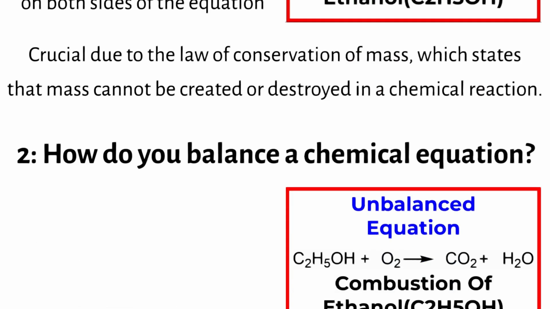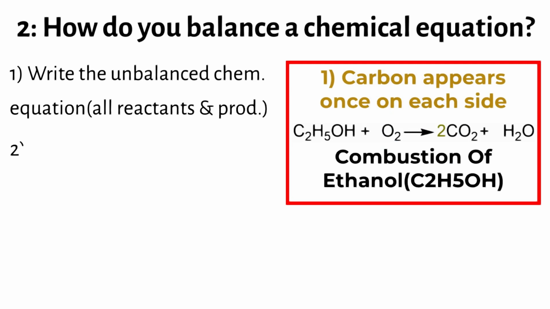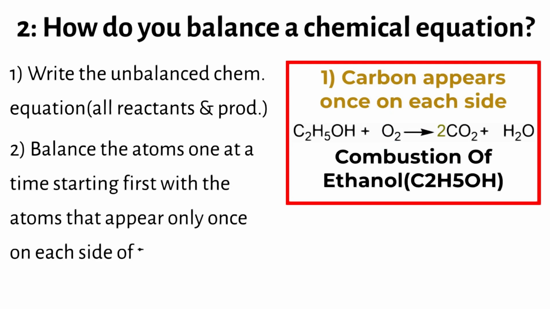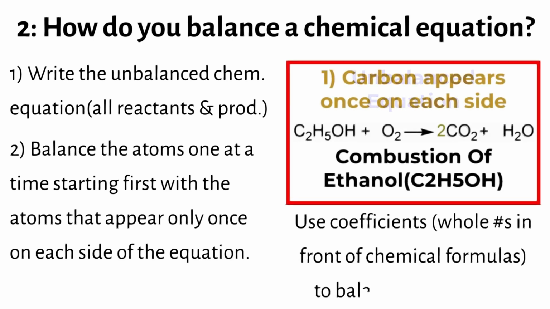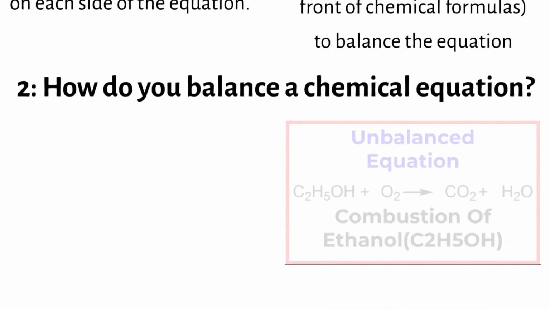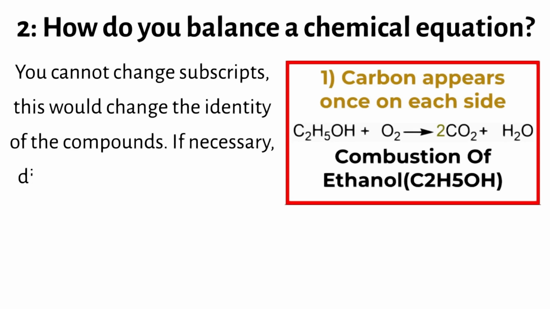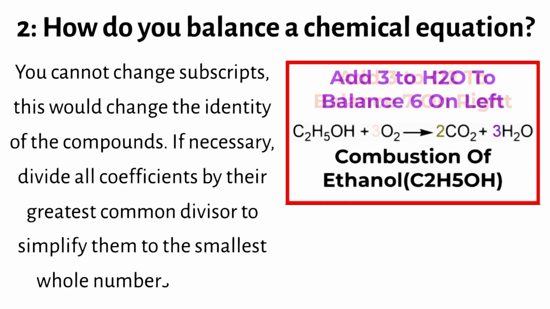First, you write the unbalanced chemical equation, including all reactants and products. Next, balance the atoms one at a time, starting first with the atoms that appear only once on each side of the equation. Use coefficients, whole numbers placed in front of the chemical formulas, to balance the equation. You cannot change subscripts. This would change the identity of the compounds. If necessary, divide all coefficients by their greatest common divisor to simplify them to the smallest whole numbers possible.